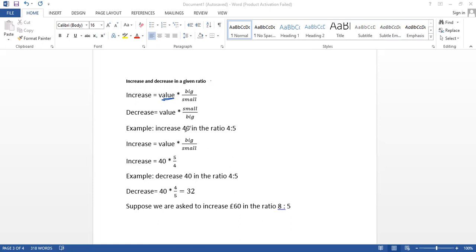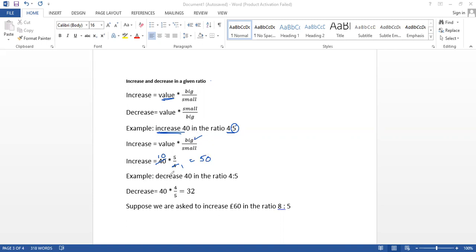For example, we have increase 40 in the ratio 4:5. Because it says increase 40 in the ratio 4:5, that means you need to increase this 40. For this, you're going to take big in the numerator and the small value of the ratio in the denominator. So 40 multiplied by, this one is big, right? So 5, and this one is small, so 4 is going to come in the denominator, and then we can solve it. 4 ones is 4 and 4 tens is 40, so 50. So 40 is going to increase to 50 over here.